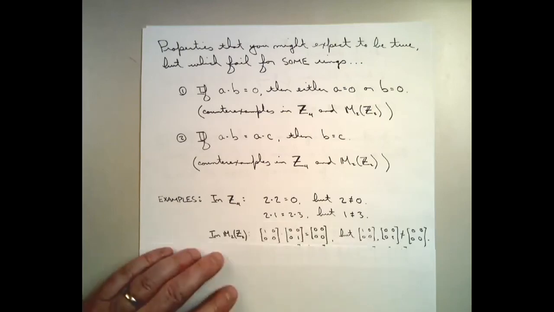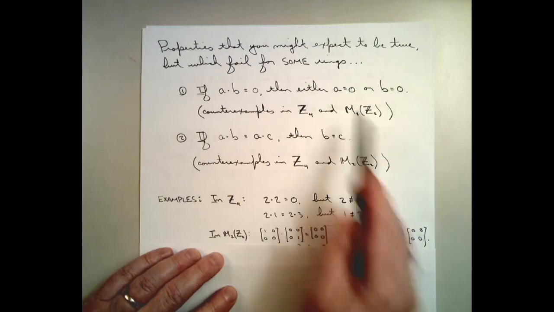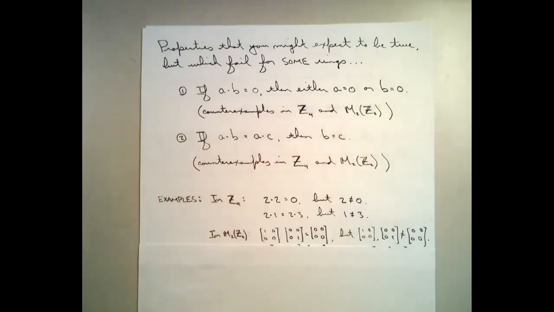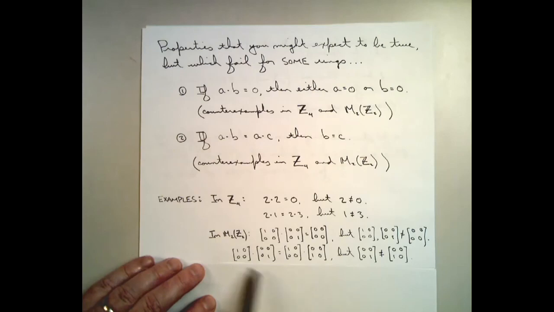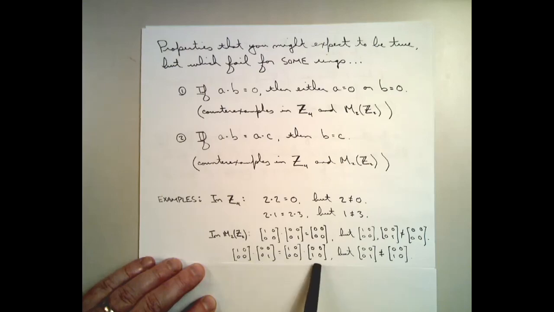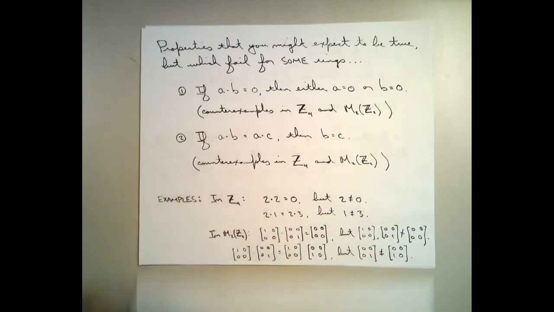In Z2, well, let's see. Here are two non-zero matrices, which if I multiply them together, I get the 0 matrix, right? Neither one of these is 0. So that's a counterexample to statement 1 up here. And similarly, if I took this matrix and multiplied it by that one and then multiplied it by that one, go ahead and check it out. You'll see that you get exactly the same thing. In fact, I believe you get 0 both times. But these two are not identical, right? So that would be a counterexample to number 2.